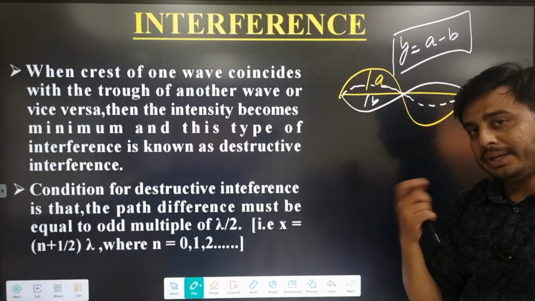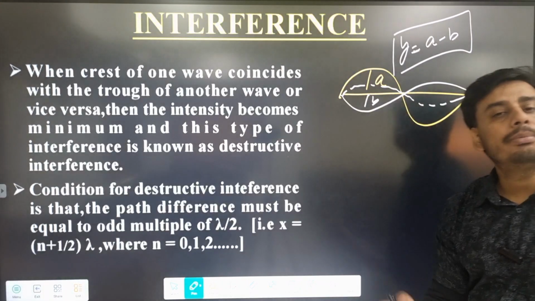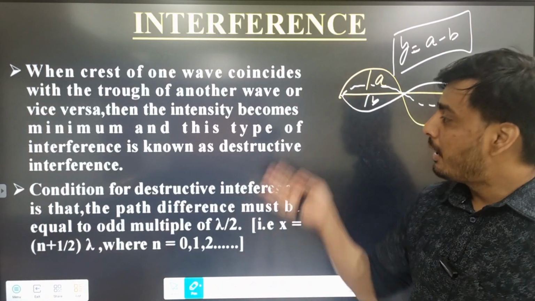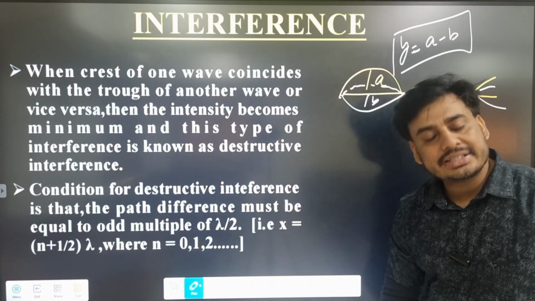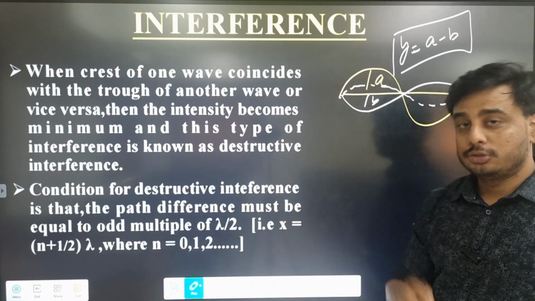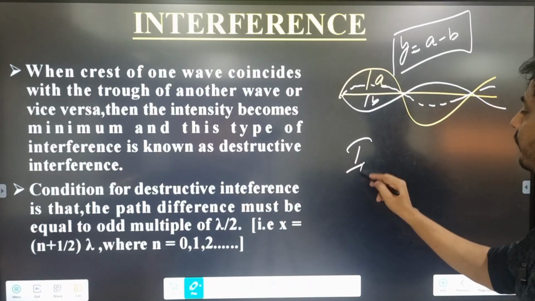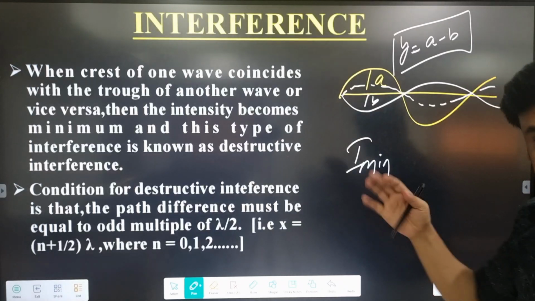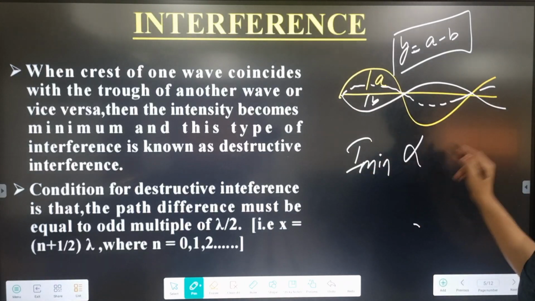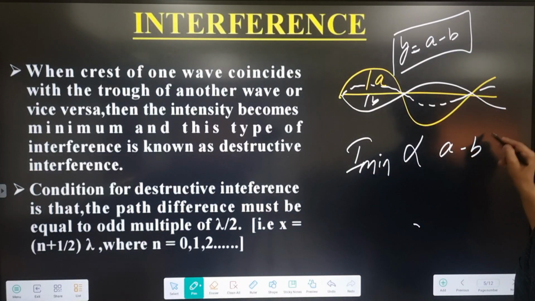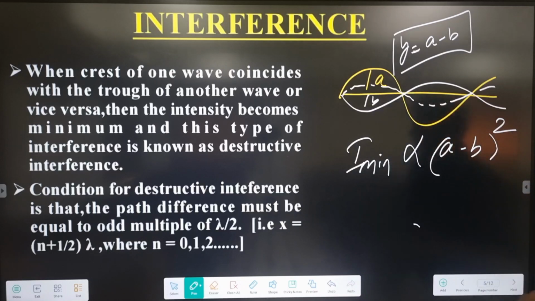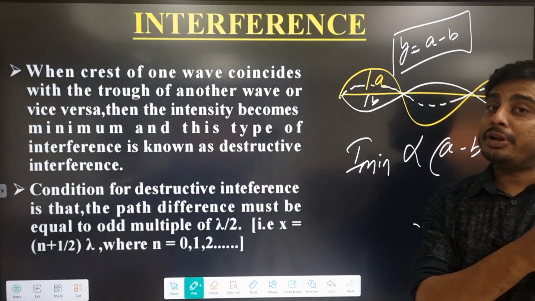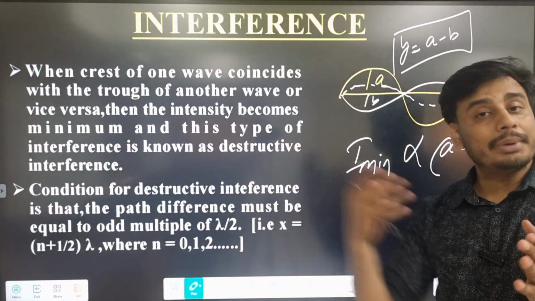Since amplitude decreases and intensity is directly proportional to the square of the amplitude, intensity also decreases in case of destructive interference. So the resultant intensity will be minimum, because of decreasing, and will be directly proportional to A minus B square. In constructive interference, we know that path difference must be an even multiple of lambda by 2.